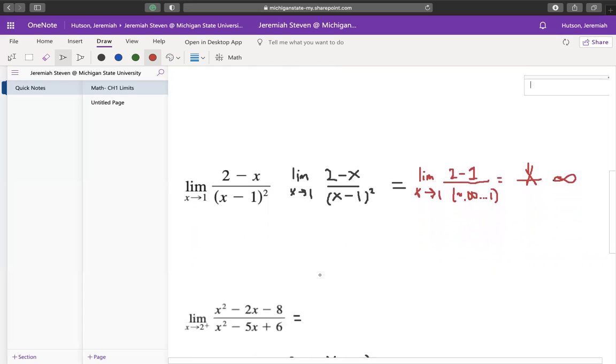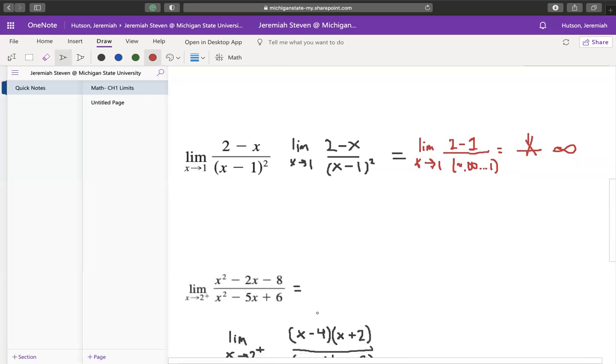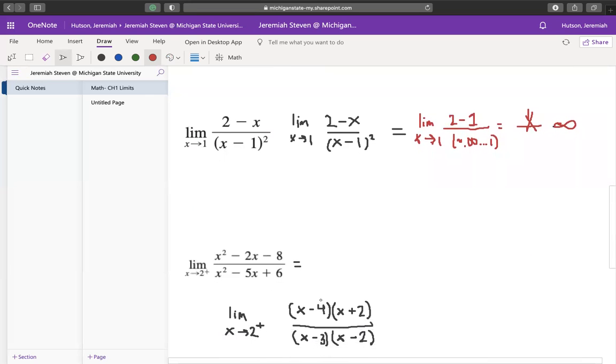So for this third example I have, this is the final example. This is the limit as x approaches 2 from the right of x squared minus 2x minus 8 over x squared minus 5x plus 6. I was looking at this for a while, trying to factor it, trying to figure something out. And there are two ways you can do it.